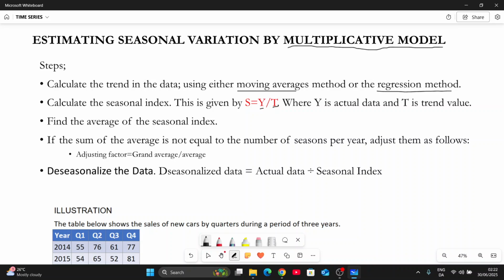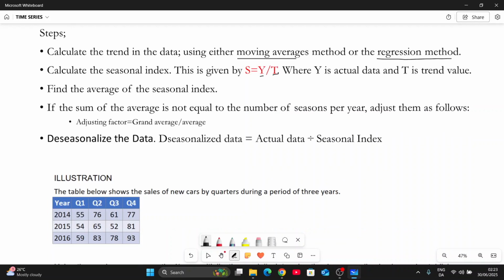Here, if the sum of the averages is not equal to the number of seasons per year, adjust them as follows. So how do we adjust them? The adjusting factor is given by the grand average divided by the average. That's how we adjust the seasonal index.